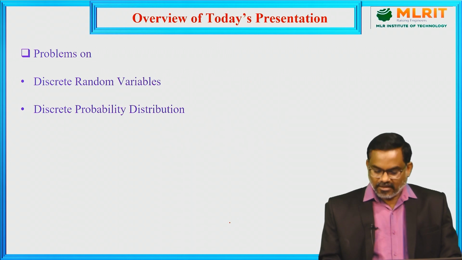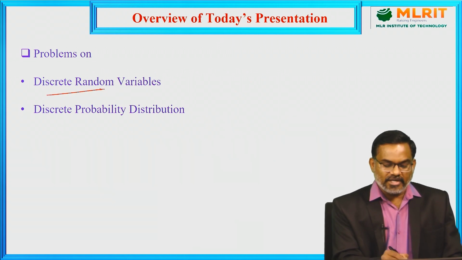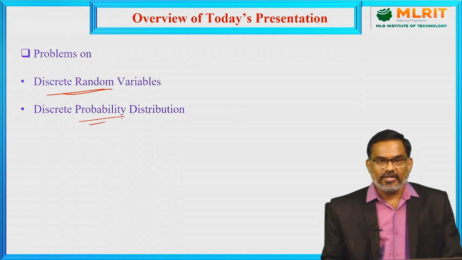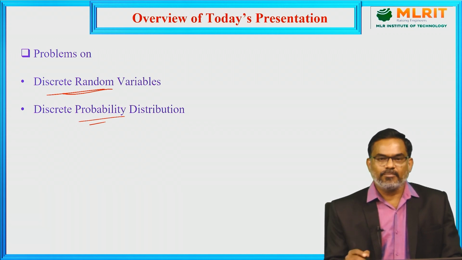Today we are going to solve some problems on discrete random variables and discrete probability distribution. A random variable is said to be discrete if it takes a finite number of values, and the probability distribution of a discrete random variable is called a discrete probability distribution.